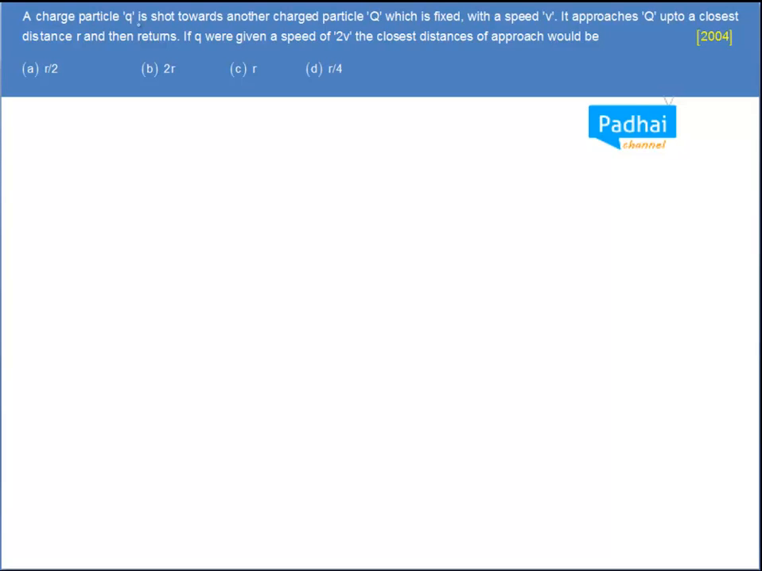A charged particle q is shot towards another charged particle, capital Q, which is fixed. If this is capital Q, which is fixed, and small q is shot with a velocity v, it approaches Q up to a closest distance r and then returns. So basically, if this is the distance r, this charge comes up to this point and it returns back.